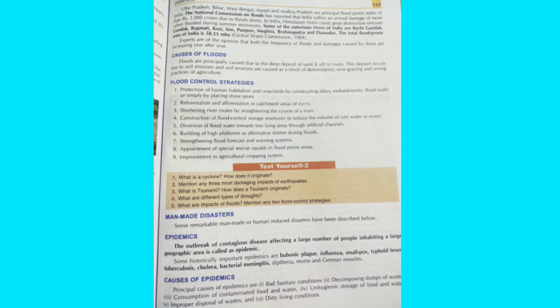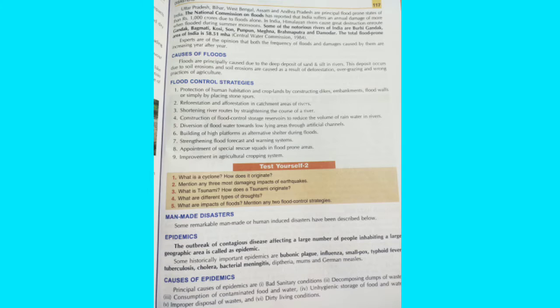Some of the notorious rivers of India are Burhi Gandak, Bagmati, Kosi, Son, Punpun, Meghna, Brahmaputra, Damodar. The Damodar is called the sorrow of Bengal. Like this, these rivers are very prone to flood.